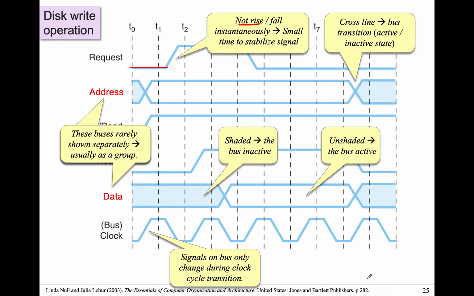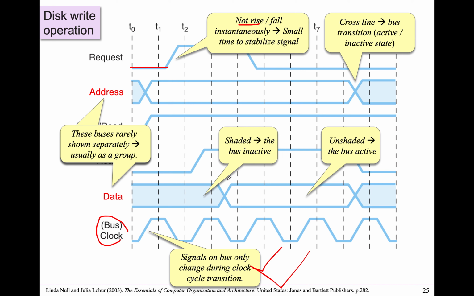Okay, what else? This one: signals on the bus only change during the clock cycle transition. This one we already know, because if the clock is not changed, nothing will happen to your output signal either. So this one I guess you already know because we already learned it in our DL.